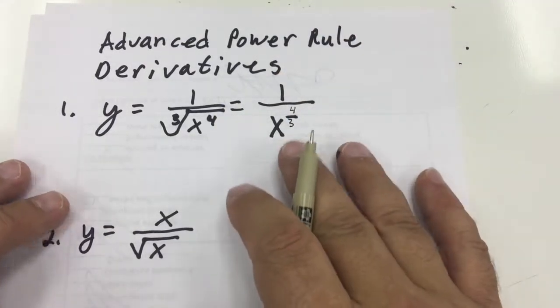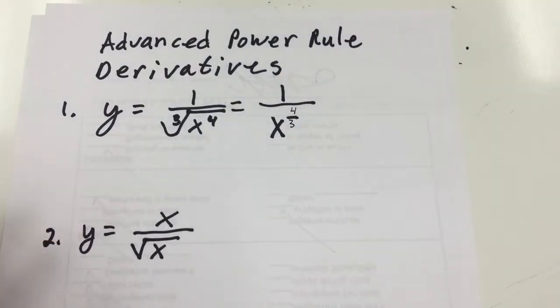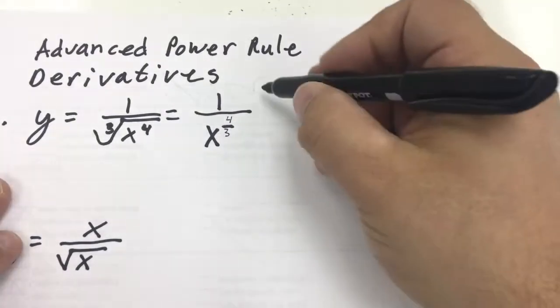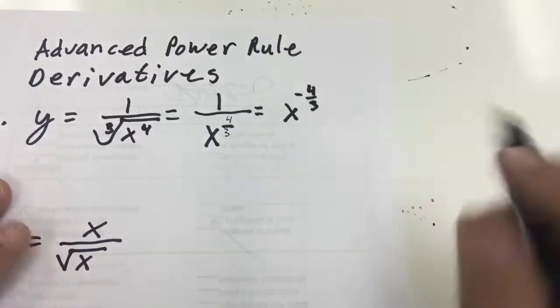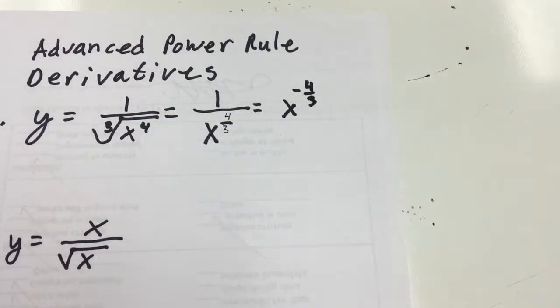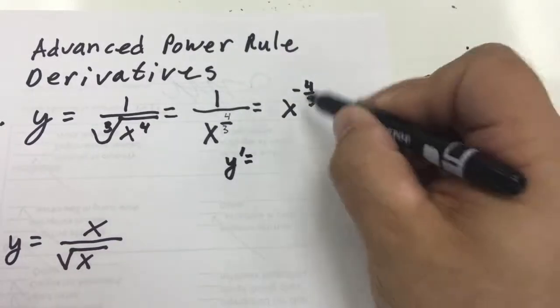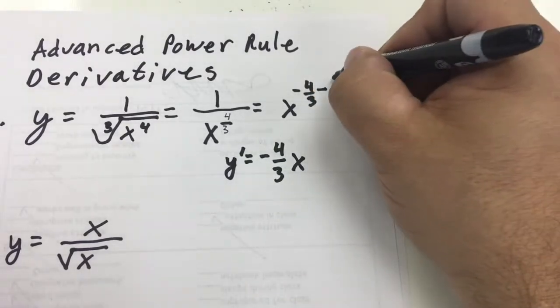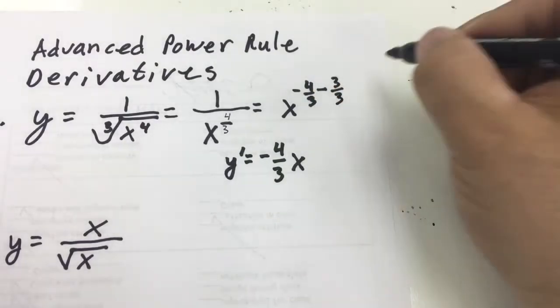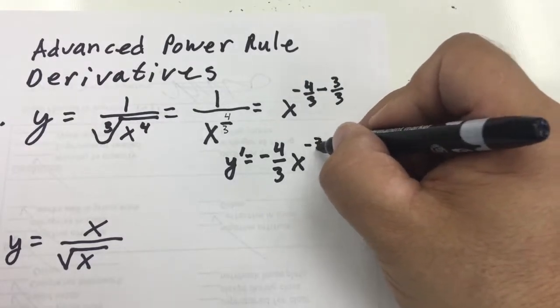So now I still can't use the power rule because I have a fraction. In order to implement the power rule, I want to bring this upstairs and just rewrite it as x to the negative 4/3. And now I'm going to do the power rule. Y prime is going to equal negative 4/3 x, and now I have to subtract 1 from that. So I'm going to write 1 as 3 over 3, and that gives me x to the negative 7/3.